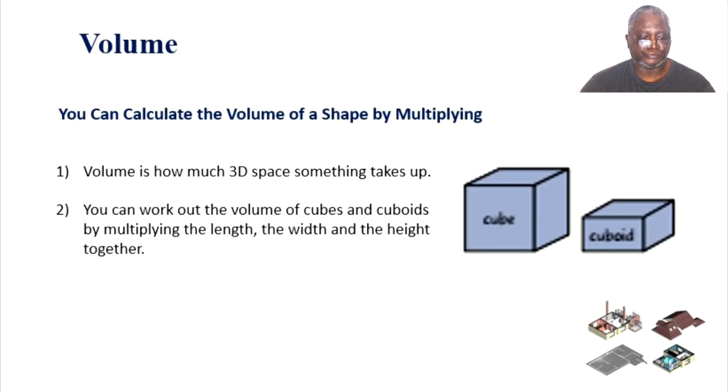Volumes. You can calculate the volume of a shape by multiplying. Volume is how much 3D space something takes up. You can work out the volume of cubes and cuboids by multiplying the length, the width, and the height together. And look at the drawings on the right. You see the cube and then you see the cuboid. Cube is pretty easy because the dimensions are all equal on the edges.